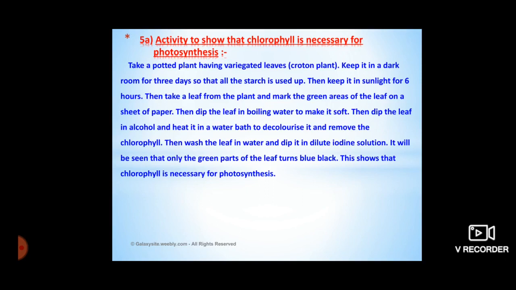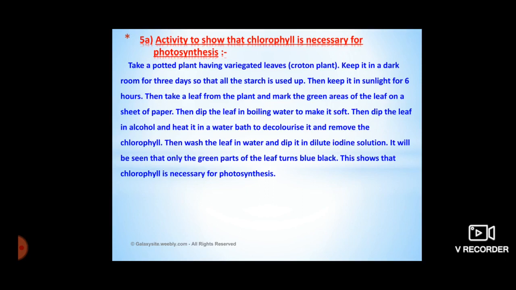Then take the leaf. So after the completion of the 3 days, when we keep the plant in a dark room, after the completion of 3 days' duration, the same plant we are going to expose to the sunlight for 6 hours.